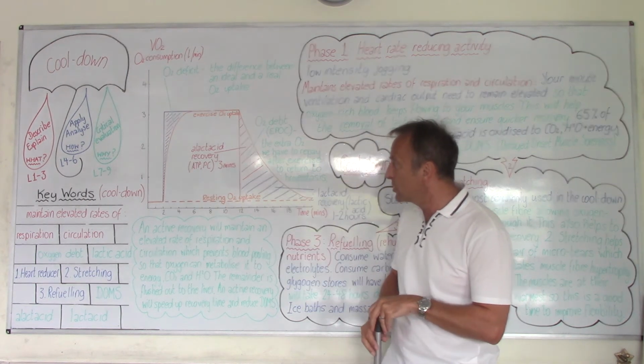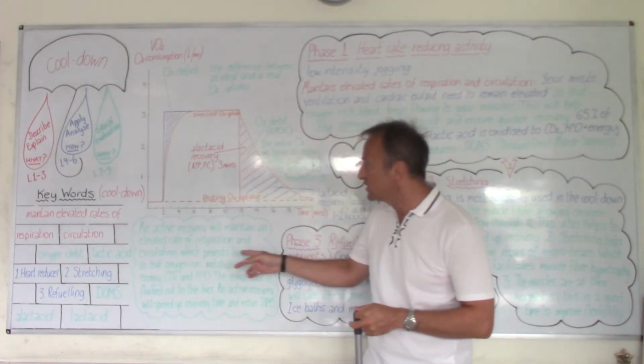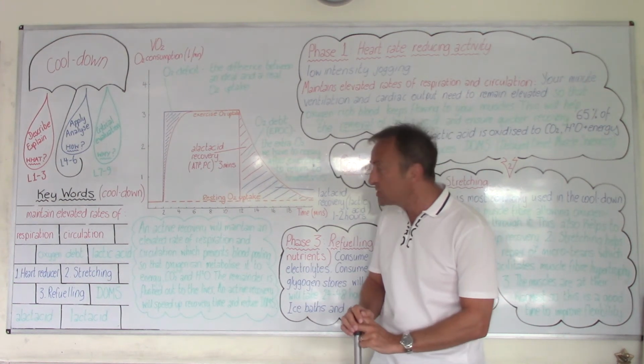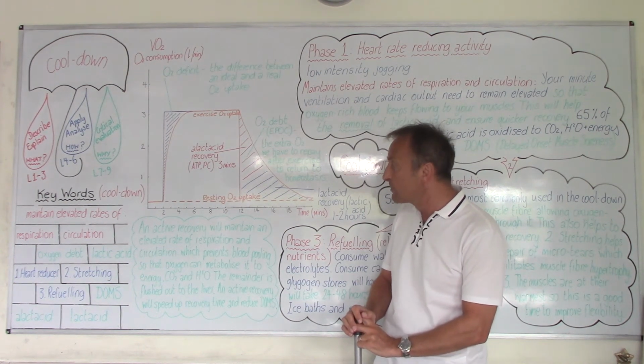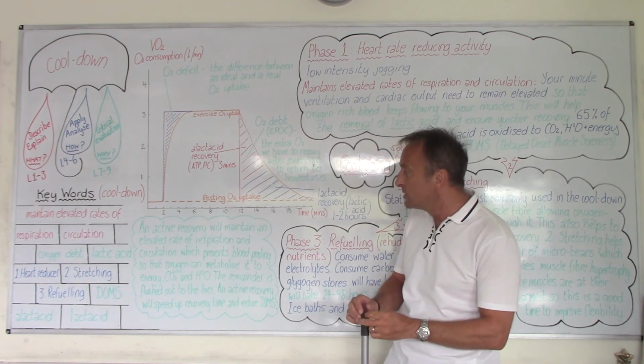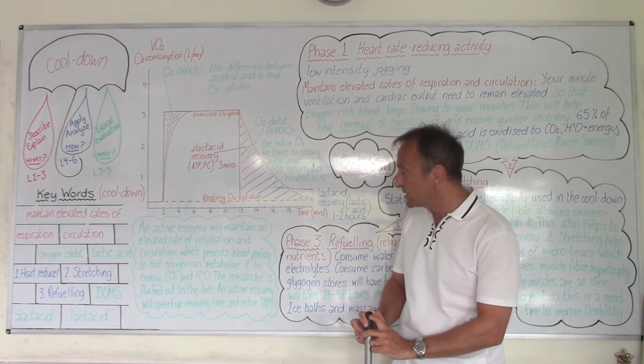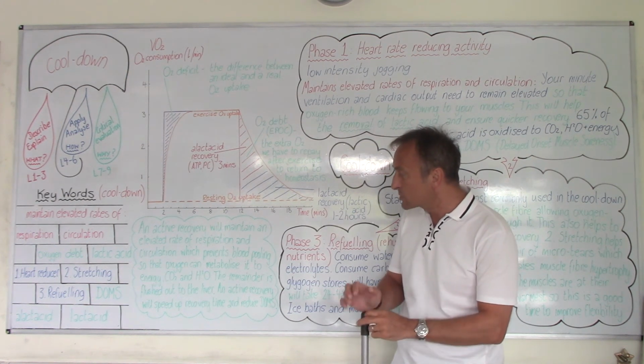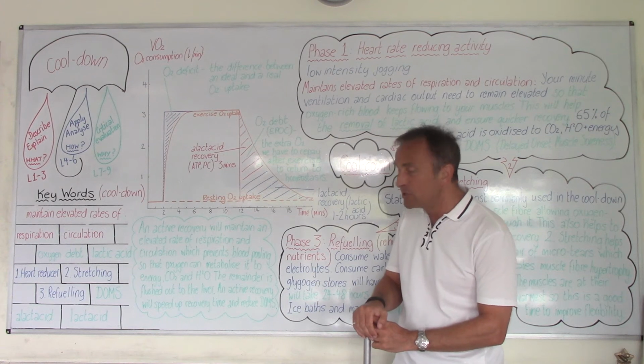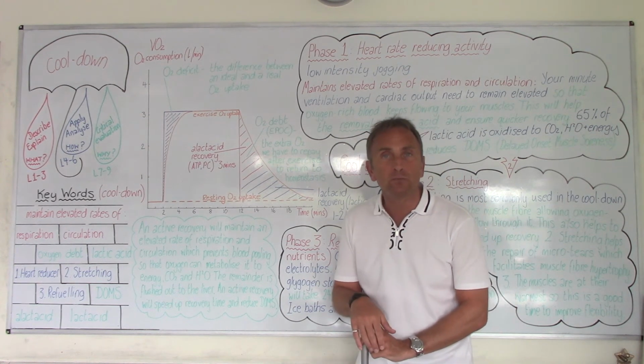An active recovery will maintain an elevated rate of respiration and circulation, which prevents blood pooling so that oxygen can metabolize it to energy, carbon dioxide and water. The remainder is flushed out to the liver. An active recovery will speed up recovery time and reduce the likelihood of DOMS.